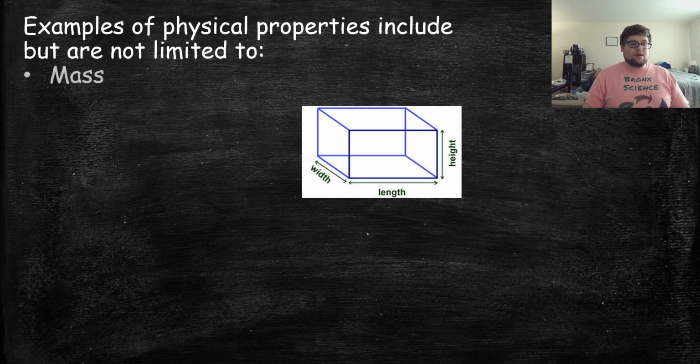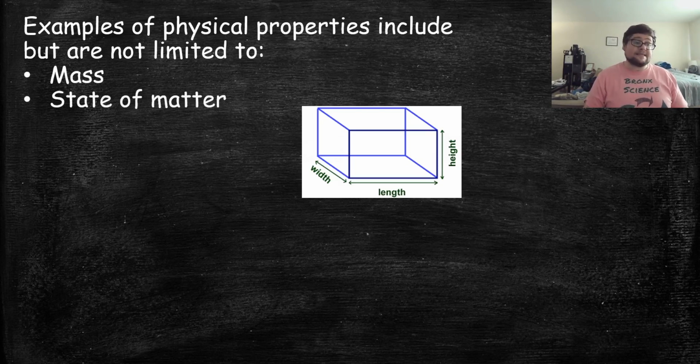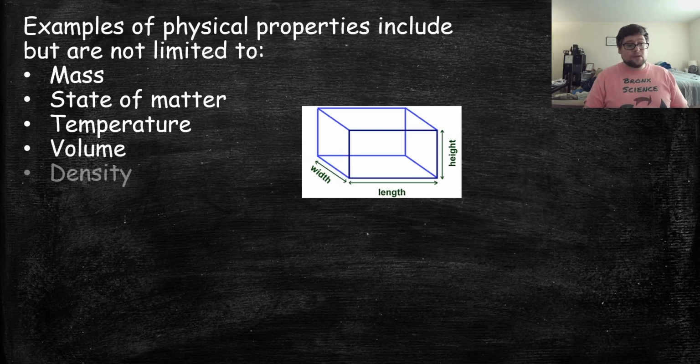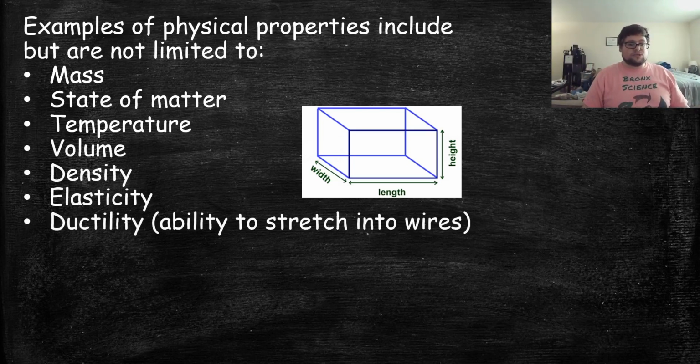So for physical properties, it's just what it appears, whereas chemical properties have to come out of a chemical reaction. Talking about physical properties, some examples of them are mass, state of matter, such as solid, liquid, and gas, temperature, volume, density, elasticity, how it can stretch, ductility, which is specifically to stretch into wires, and malleability.